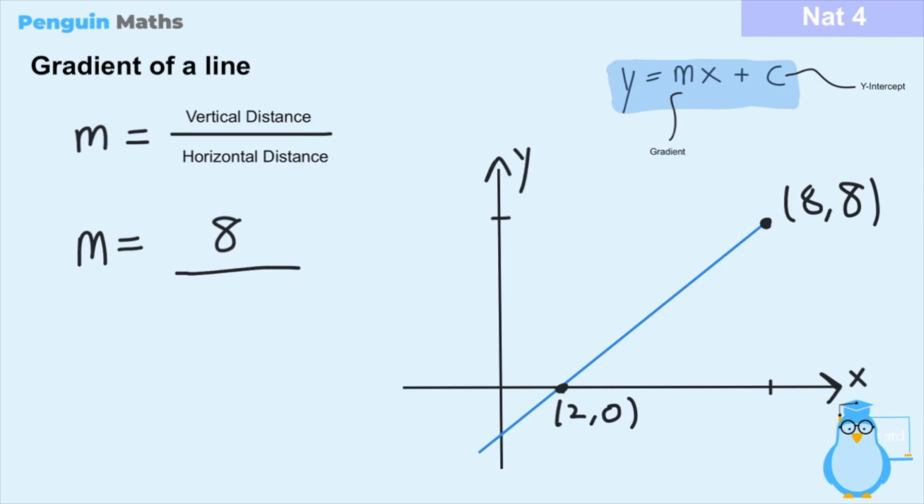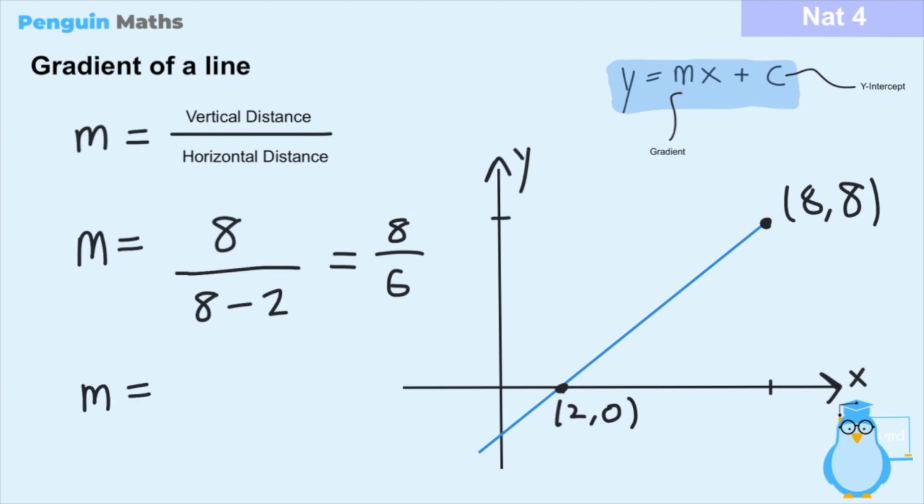And then for the horizontal distance, this time we can see this point comes out to 2 on the x-axis and this one comes along to 8, so that means that the horizontal distance is going to be 8 minus 2, because that's the distance between this point and this point. So if our gradient is equal to 8 divided by 8 minus 2, we can also say that is equal to 8 divided by 6, because 8 minus 2 is just 6.